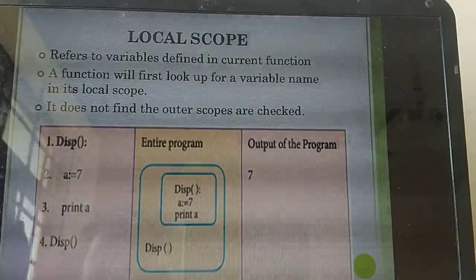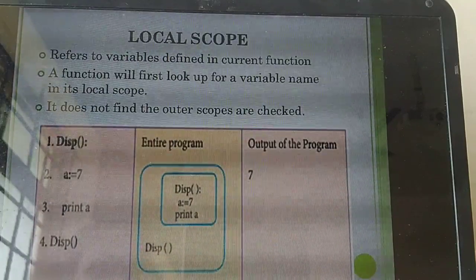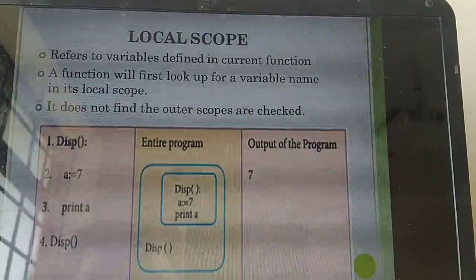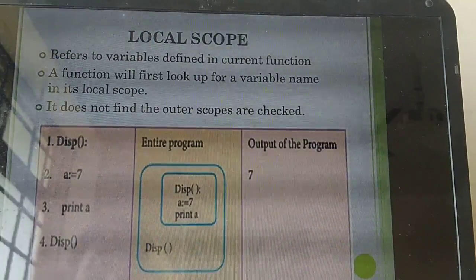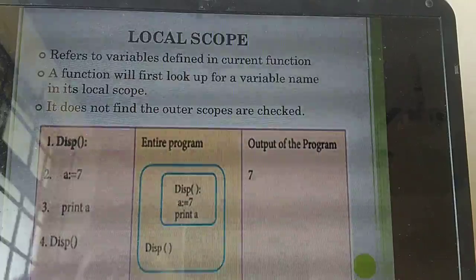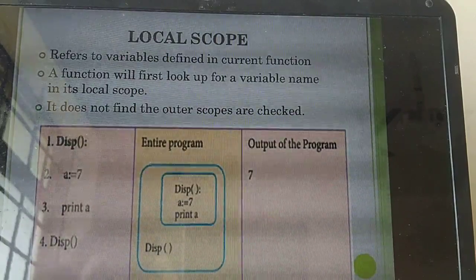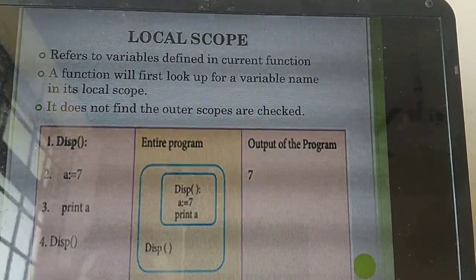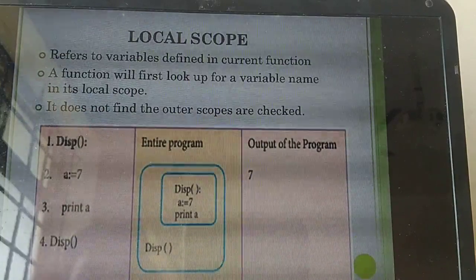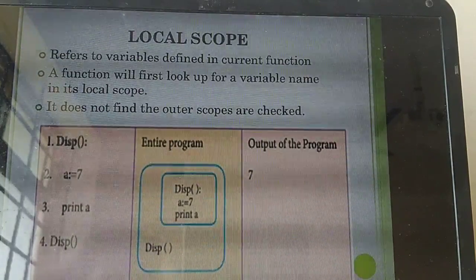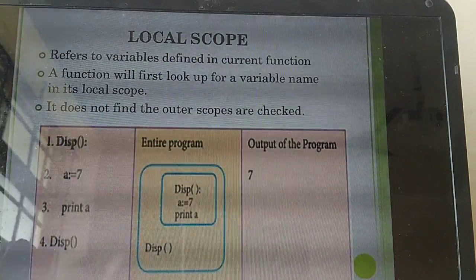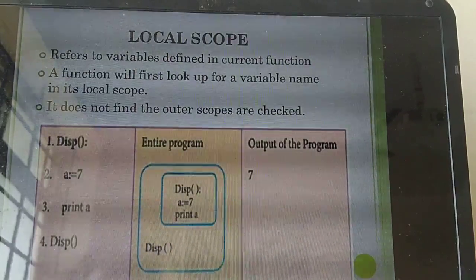Local scope means it refers to the variables defined inside the current function. First itself I said, local means what? Inside the function. The variables which are defined inside the current function are called which scope? Local scope. Understand? In this scope, when you run the program, the function will always first look for the variable name in its local scope. That means whichever variable you define inside the function, it will look up first.